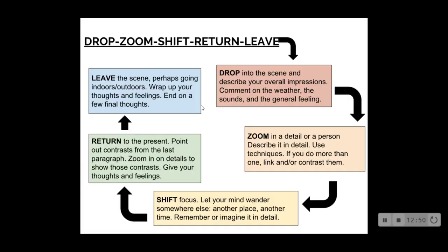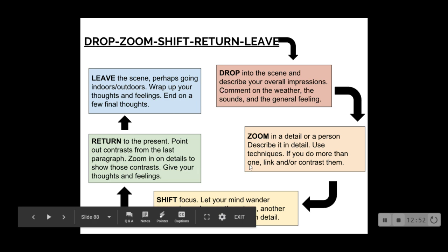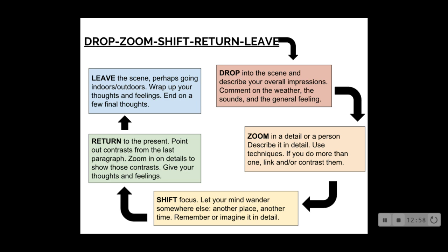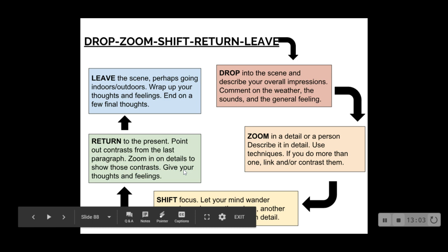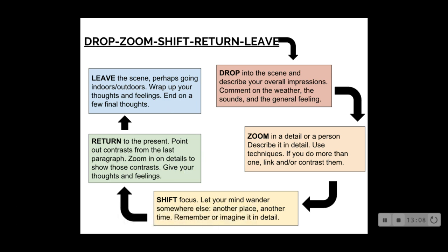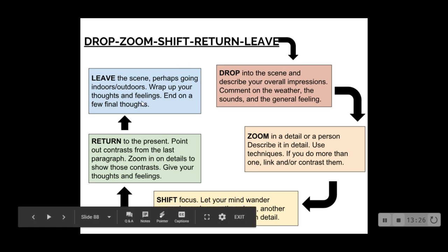And that will leave me with this structure here. It's kind of a cyclical structure. It starts with me arriving. I look around. I go somewhere in my mind. I come back in my mind. And then I leave, maybe even leaving the way I came. Like I could come up out of the subway, the underground system, and then I could turn around and at the end leave down by that same system. So that is drop, zoom, shift, return, leave.